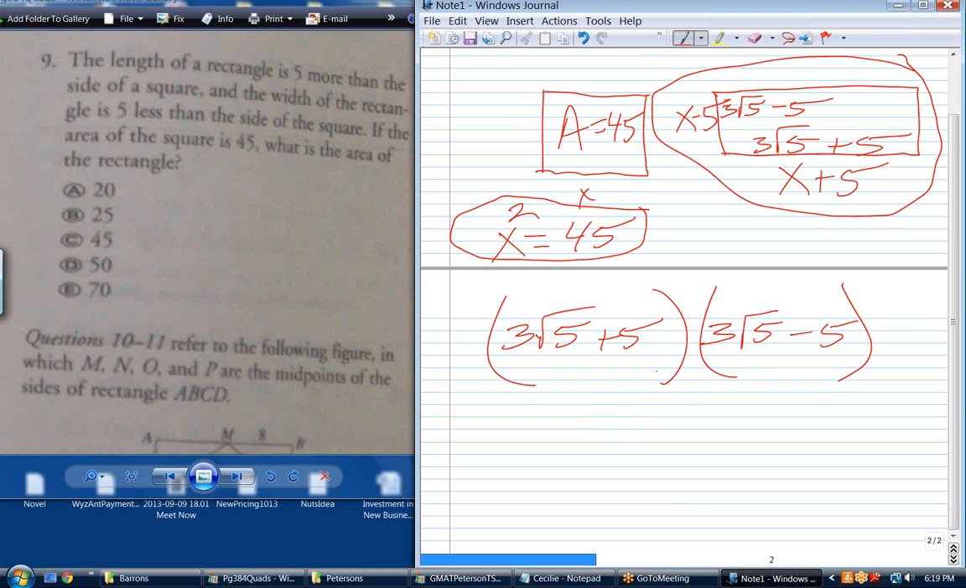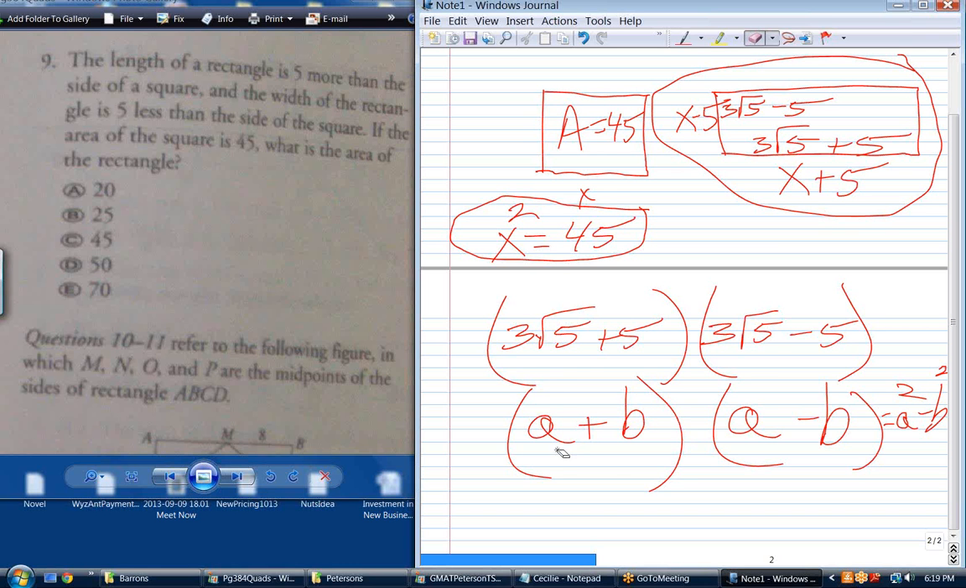And notice something else is going to happen that's nice here. Because we have a plus b times a minus b, that's difference of squares factored. So we know that's going to end up being a squared minus b squared. So we can do this multiplication a little faster by using that knowledge.